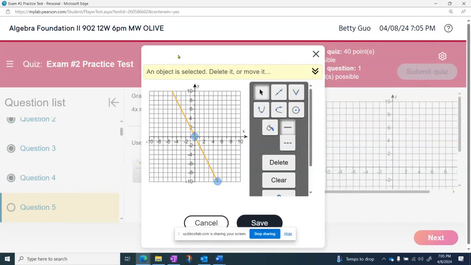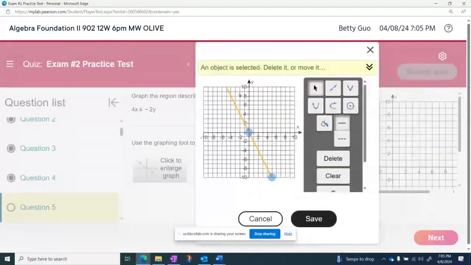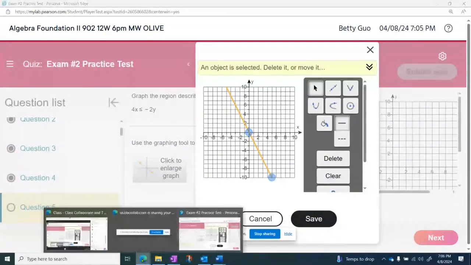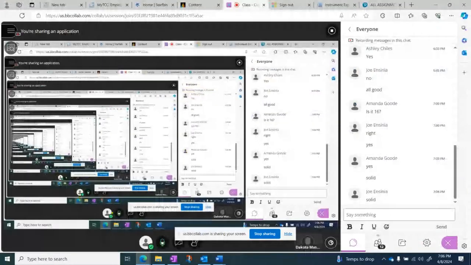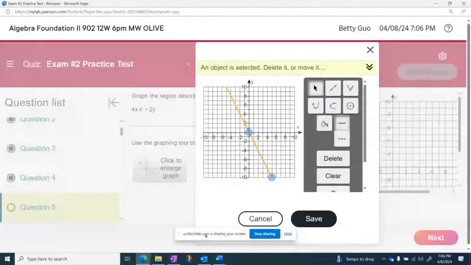Question: am I drawing this line solid, like what I did, or dashed? Should I keep it solid? Solid. Yeah, we should keep it solid because the original inequality is less than or equal to. Very good. That's the first step.